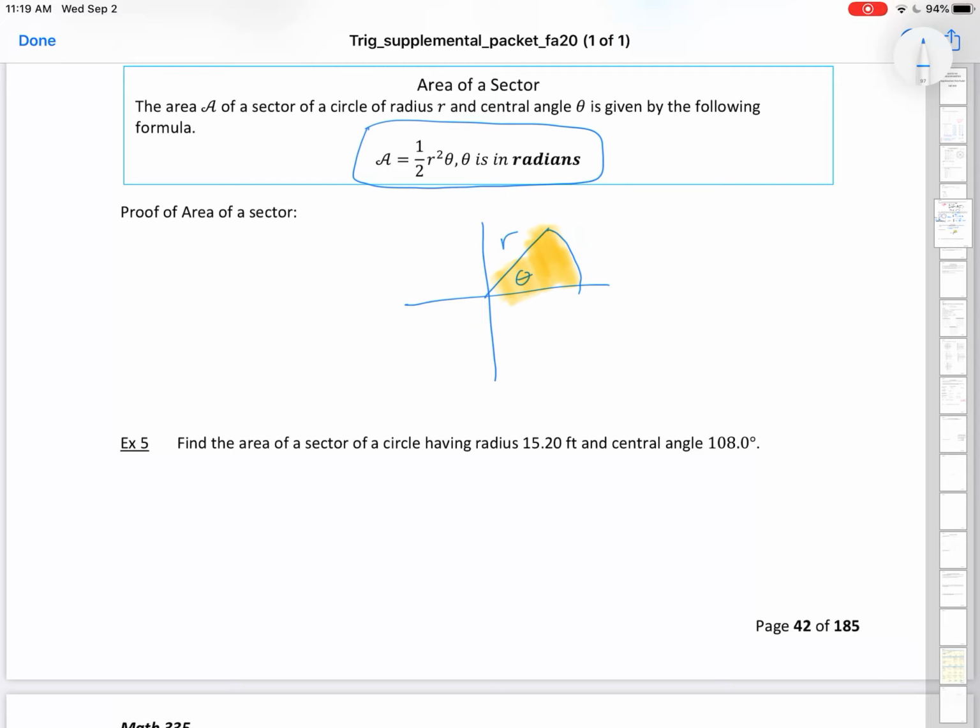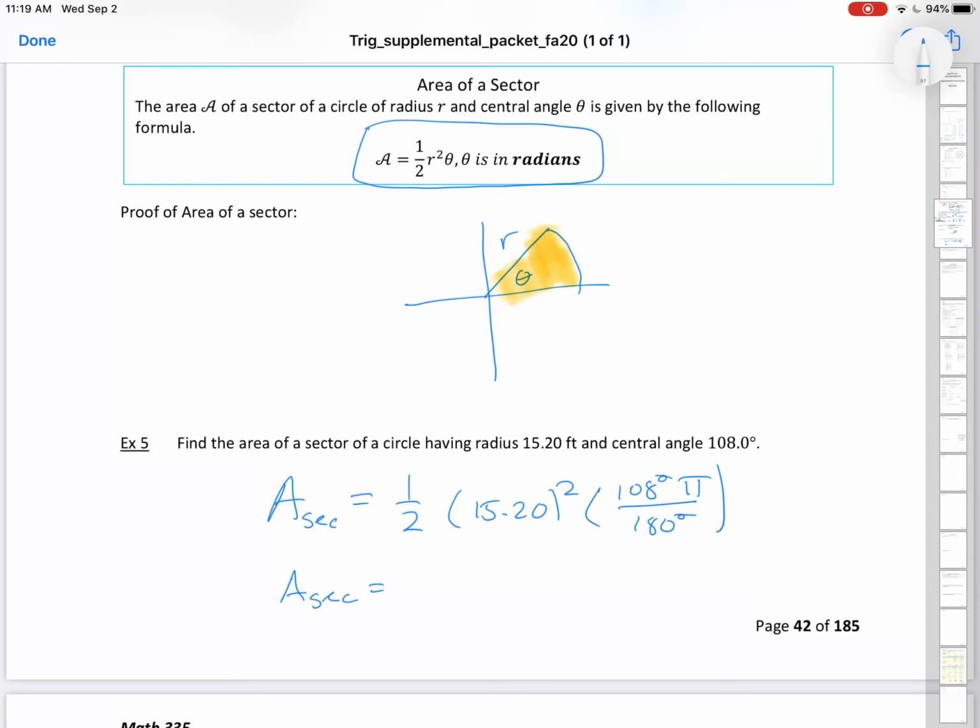I don't believe there's any crazy problems in there. They just want you familiar with the formula. Has a little fancy A, right? I'm not going to be able to do that, so I'll just put area of a sector. And the area of the sector is 1/2 the radius squared. Well, what's my radius? They give it to me as 15.20 squared. And times the angle. And the angle in this case is 108 degrees. So I've got to multiply by pi and divide by 180 degrees so that my degrees cancel out and I'm left with the right units.